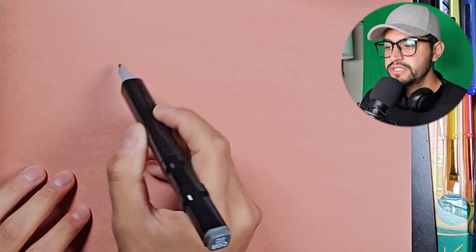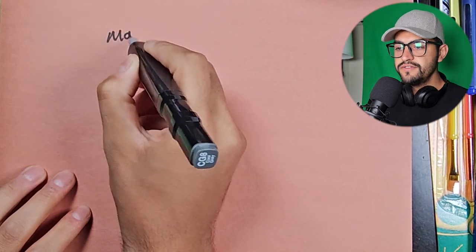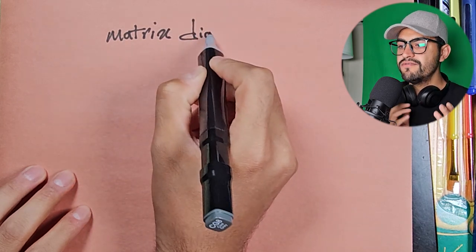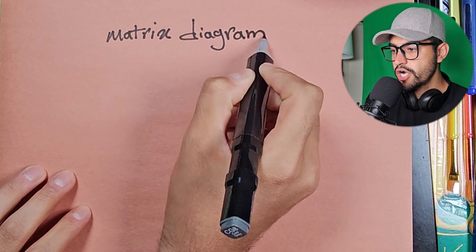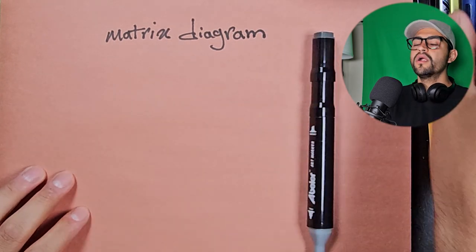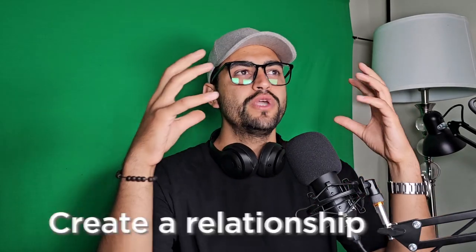A matrix diagram in architecture is a tool used to analyze and visualize complex relationships and connections within a design project. It is a valuable method for architects and designers to organize, assess, and communicate various aspects of the building or urban design. The matrix diagram creates a relationship with other architects, stakeholders, and the building owner. It is very useful for every plan.